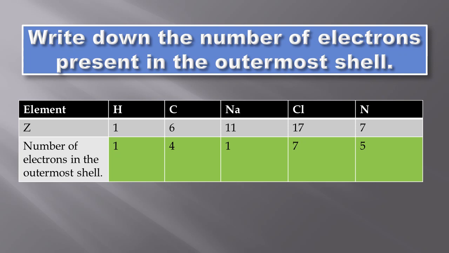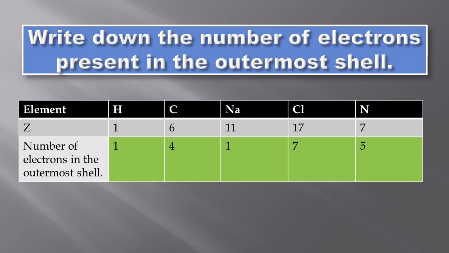Okay, let's see. In the hydrogen, the number of protons is 1, carbon 6, sodium 11, chlorine 17, nitrogen 7. So for hydrogen, the number of protons is 1 and the number of electrons in the outermost shell will obviously be 1. And in carbon, the number of protons, or Z, is 6 and the number of electrons in the outermost shell is 4. Why 4? Because if we see the electronic configuration of carbon, it is 2, 4. That's why the valence electron will be 4.